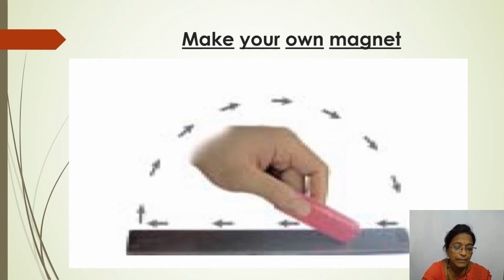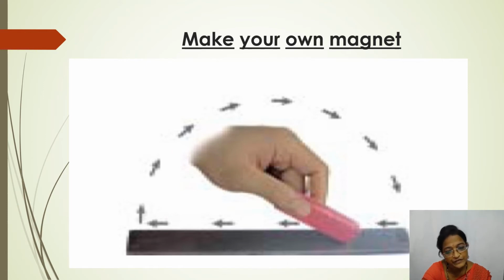Move the magnet again along the iron bar in the same direction as before. Repeat this process about 30 to 40 times. To make a magnet, we should rub this magnet on the iron more than 30 to 40 times. Then bring a pin or some iron filings near the iron bar to check whether it has become a magnet or not.